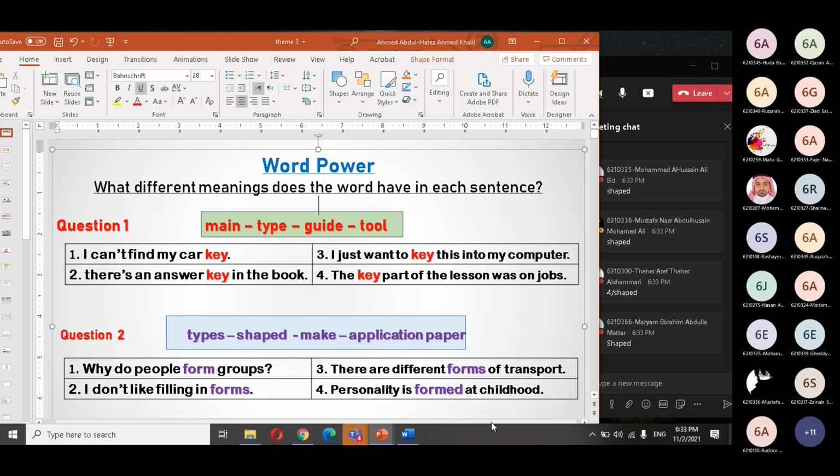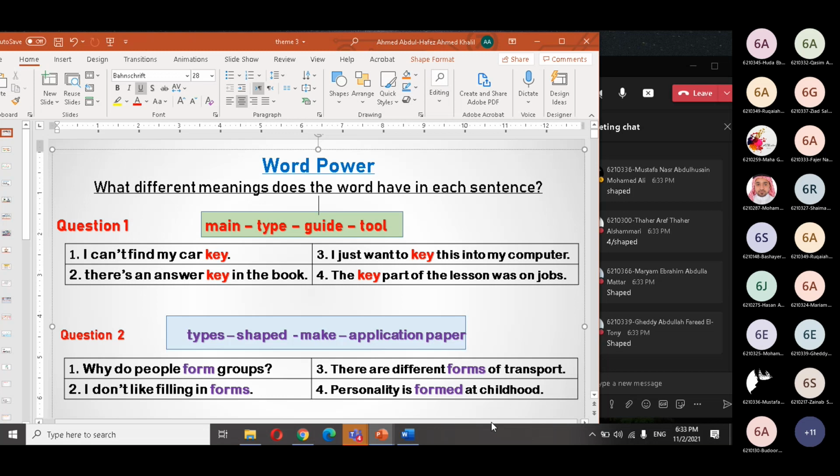Our achievement in question 2 is not strong. Study it again. Look at the original sentence and look at the meaning we choose for each one. When we say why do people form groups, form here means make. Why do people form groups means why do people make groups.